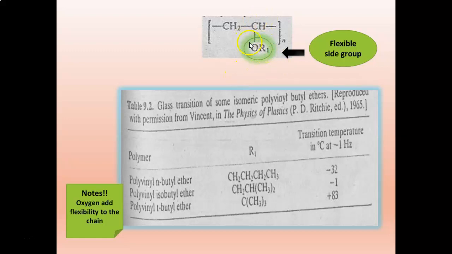Compared to the structure that contains OR, if you compare it with the structure that contains a benzene ring, this structure is more flexible, and the tendency of the chain bond or the side group to rotate is higher compared to the structure that contains a side group such as a benzene ring. And if the chain has high flexibility, it will reduce the Tg. Oxygen adds flexibility to the chain. Okay. So if oxygen is present in the side group, it will promote flexibility.